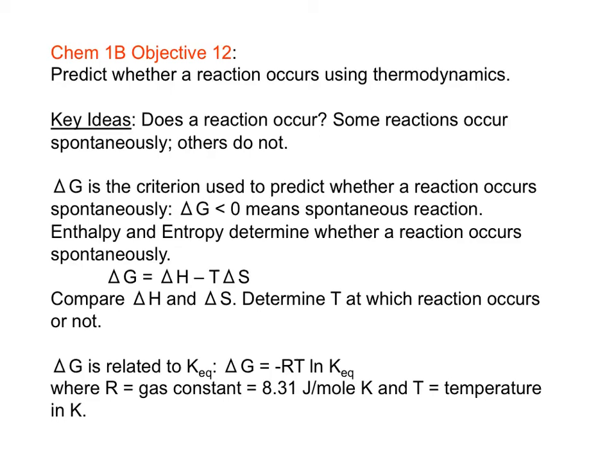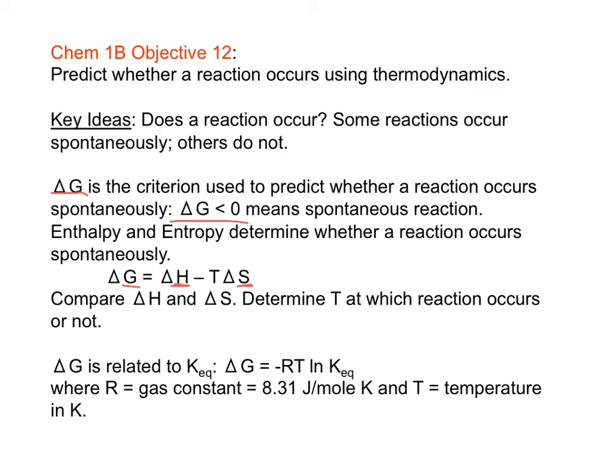In this video, we will use thermodynamics to predict whether a reaction occurs or not. Delta G, or the change in free energy, is the thermodynamic quantity which we'll use to make that prediction. If delta G is less than 0, that means the reaction occurs spontaneously. Note that two factors, enthalpy and entropy, determine whether a reaction occurs spontaneously.